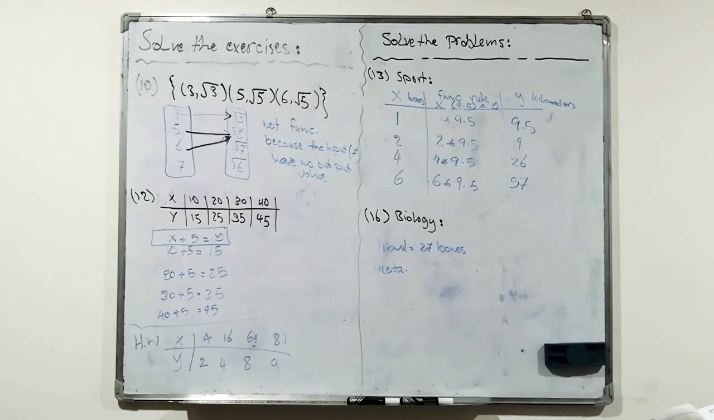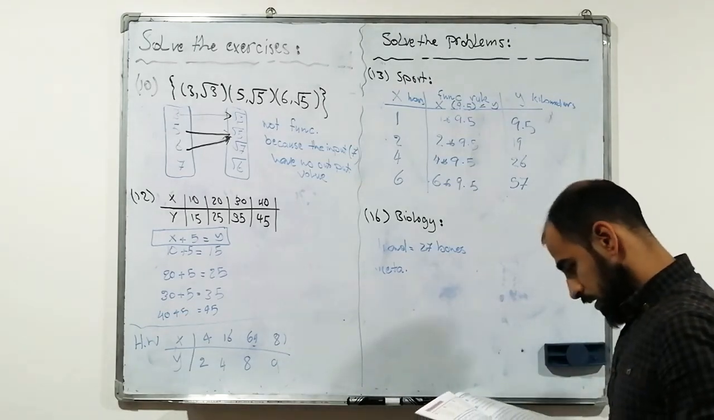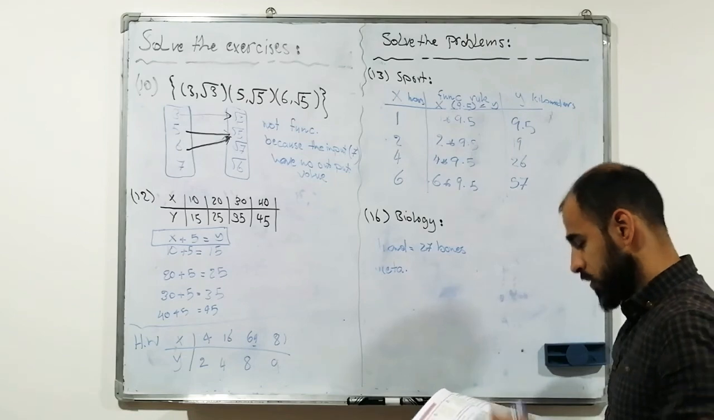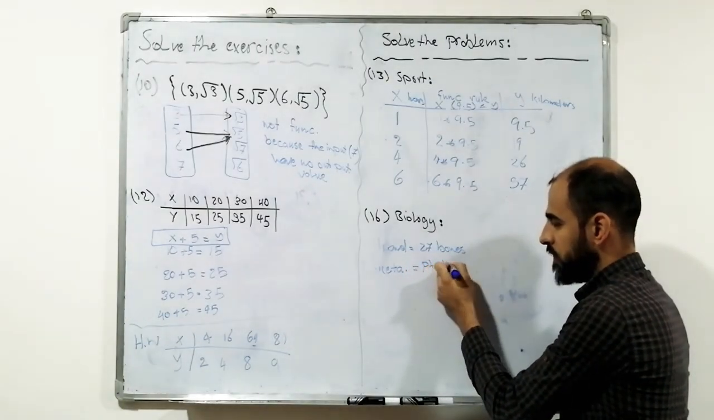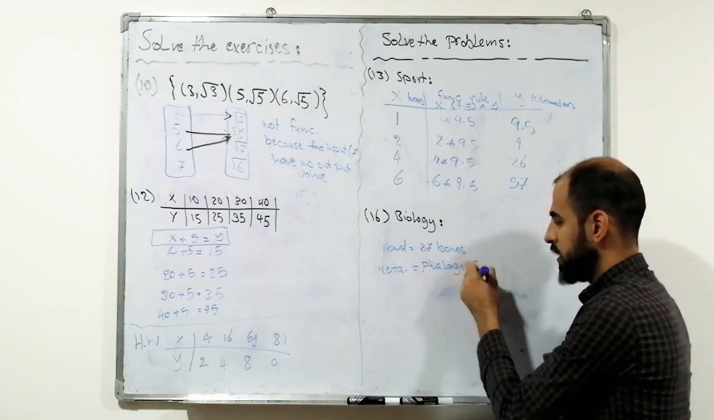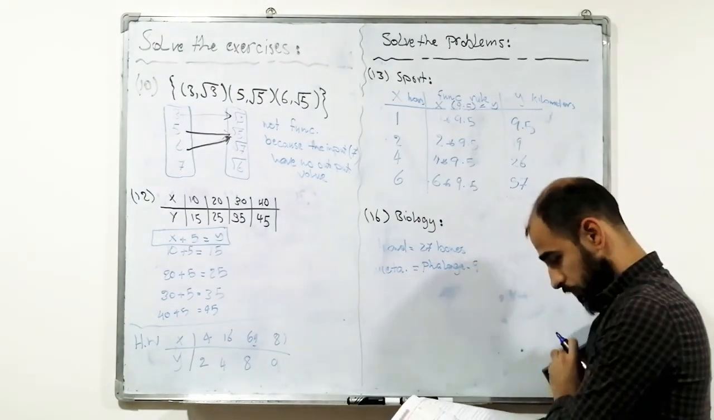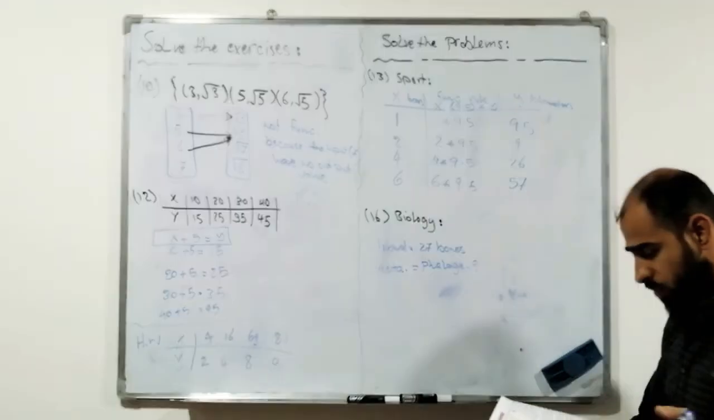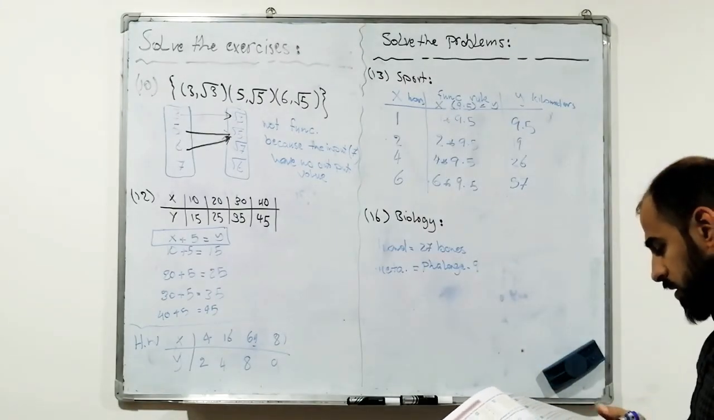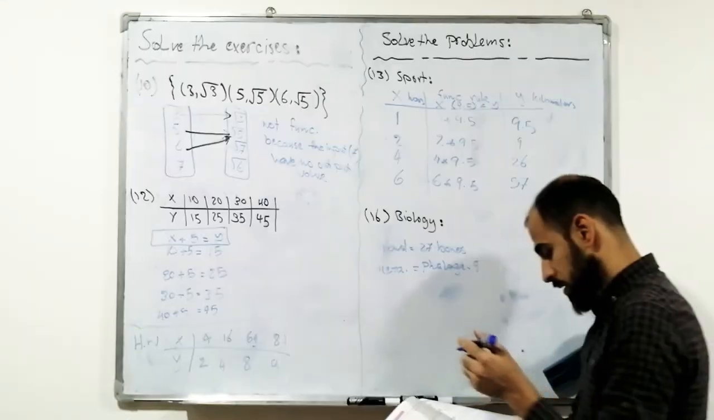The number of metacarpals is less than the number of phalanges by 9 bones. So it is equal to phalanges minus 9. While the number of wrist bones is more than the bones of metacarpals by 3.